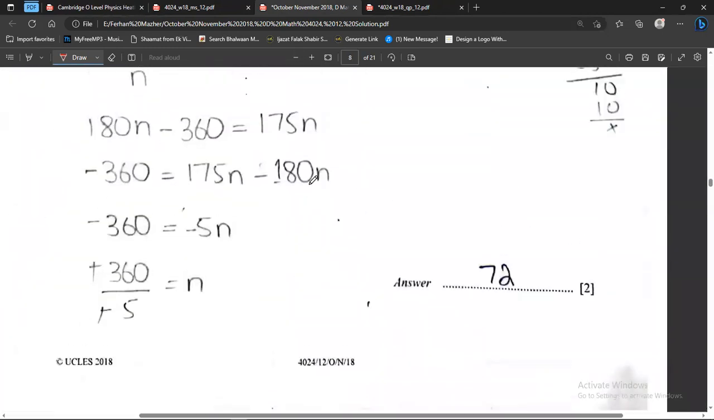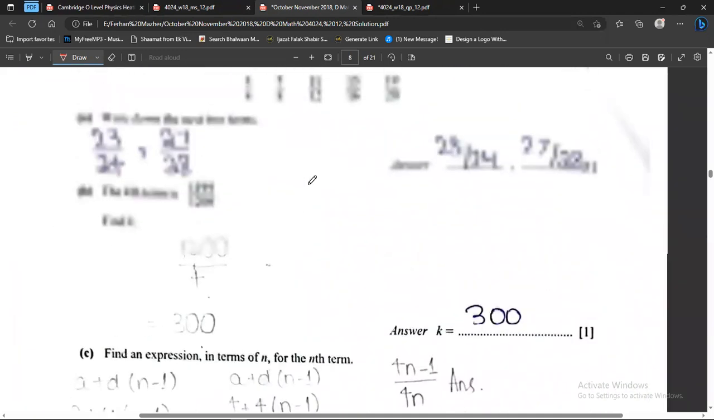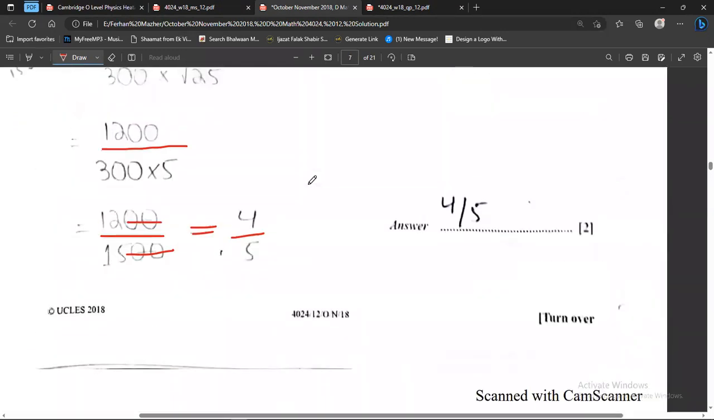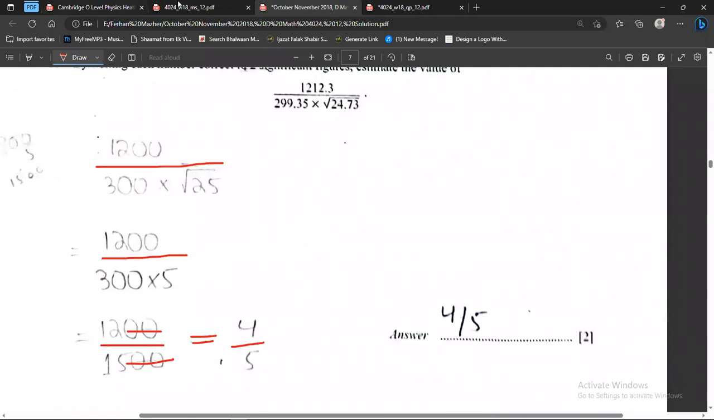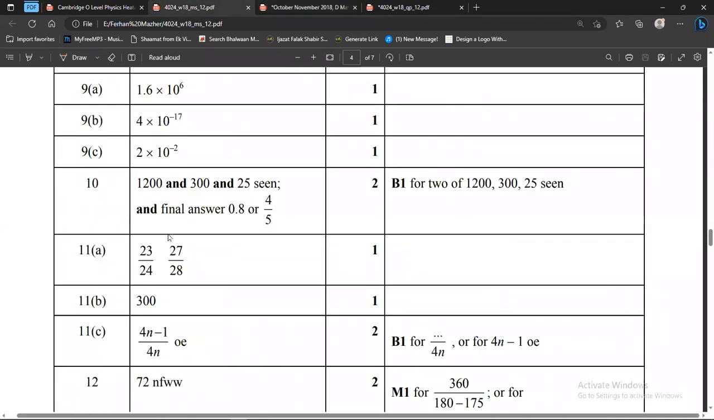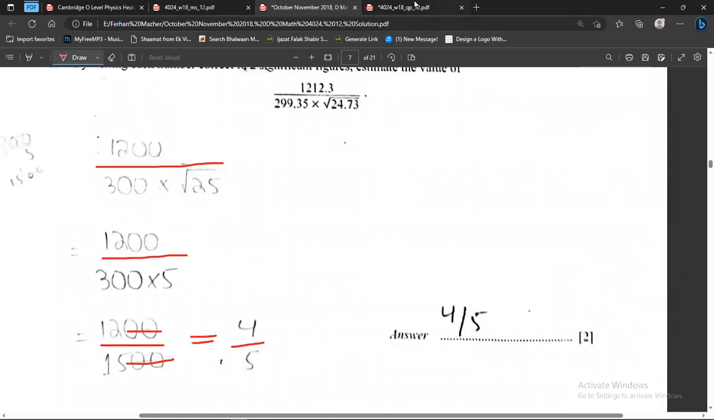Oh, sorry. Where is that question? Yeah, here we have 4 by 5. 4 by 5 means 0.8. So this is the right answer. This is the solution of that question.